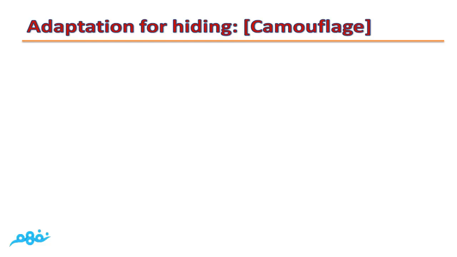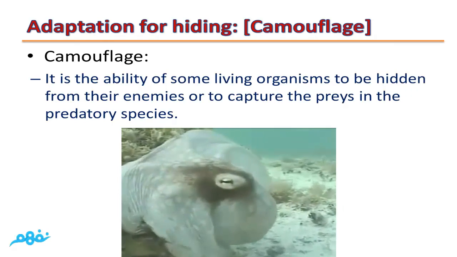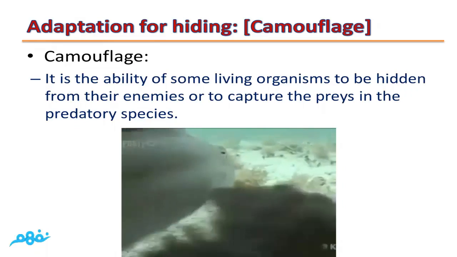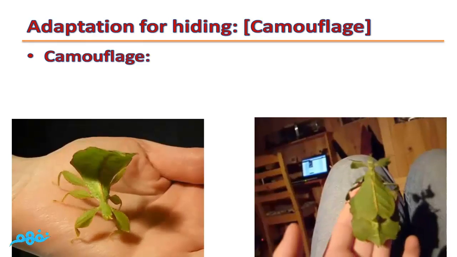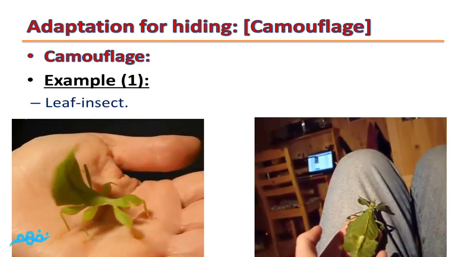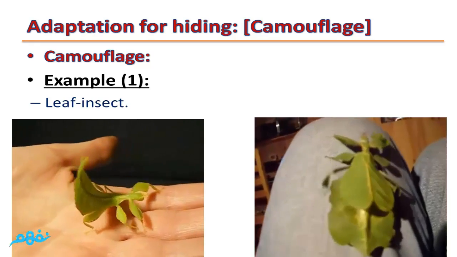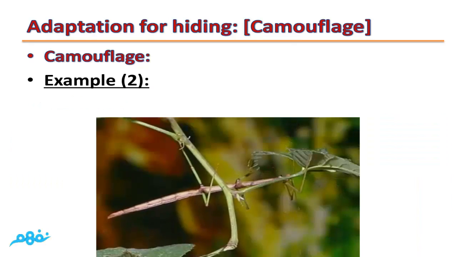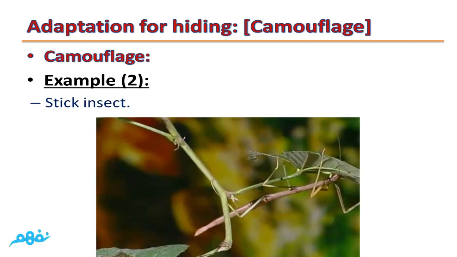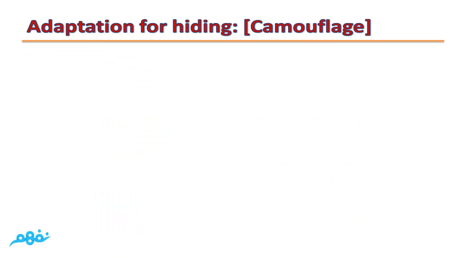Adaptation for hiding or camouflage. What is meant by camouflage? It is the ability of some living organisms to hide from their enemies or to capture the prey in the predatory species. Example number 1: leaf insect. It is an insect which is completely similar to a leaf of the plant. Example 2: stick insect. It is an insect which is completely similar to the stem of the plant.